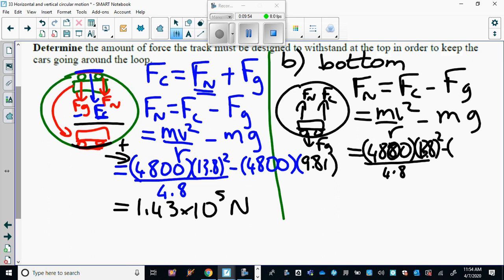Is it 4,800? Oh, just fit it in. And as you can see, that is going to have an effect. You have a negative and a negative, so that's going to become positive. So you're actually going to end up adding these two numbers.